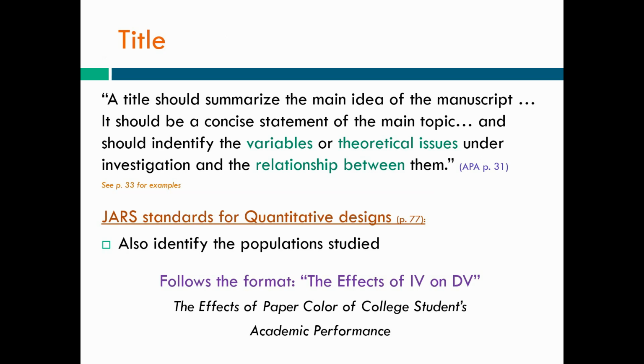It should be concise. It should be speaking directly to the main topic of the paper. Good titles include the variables that were examined in the study or the theoretical issues that were investigated and the relationship between them. So any combination of those would lead to a great title. All right, so there's the format there at the bottom in purple. So the effects of the IV on the DV. So in this case, it would be the effects of reading strategy on proofreading or something like that, as you'll see later on. Okay.